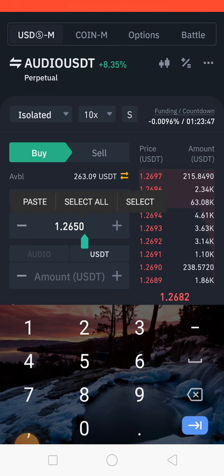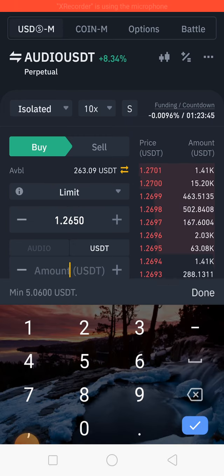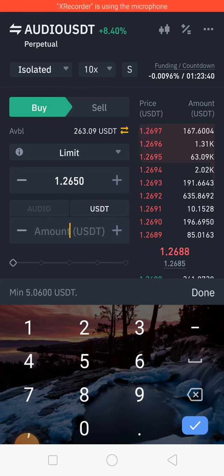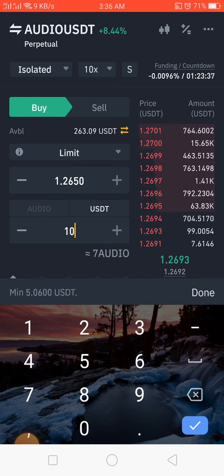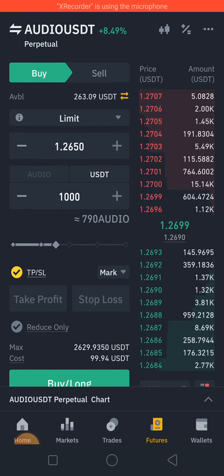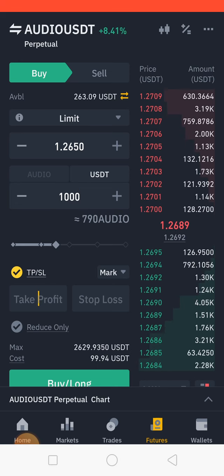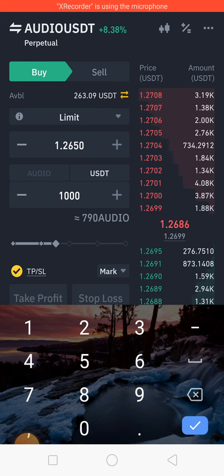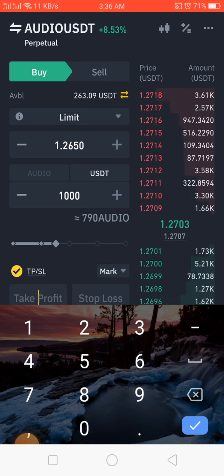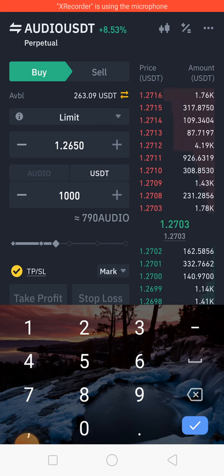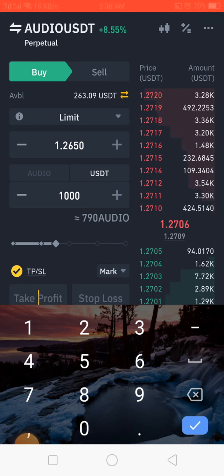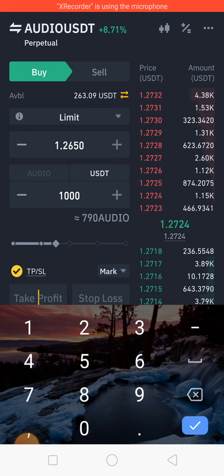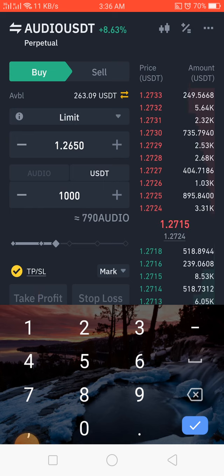Then put the limit order. Here if you are using 10x leverage and using $100, you will write here $1000. Then come down, here are two boxes. The first one is take profit and the second one is stop loss. Take profit means the figure you enter here, when the coin touches that, the profit will be added to your wallet and the trade will be closed.